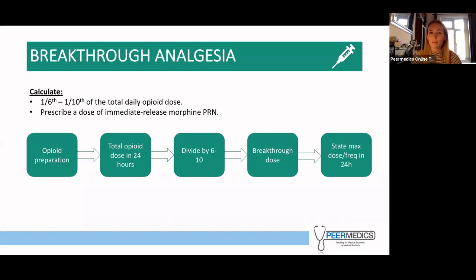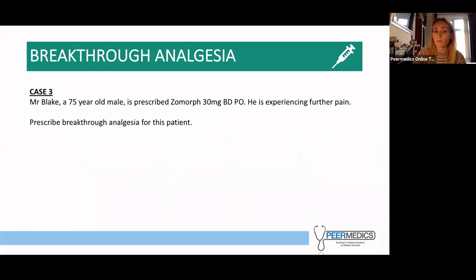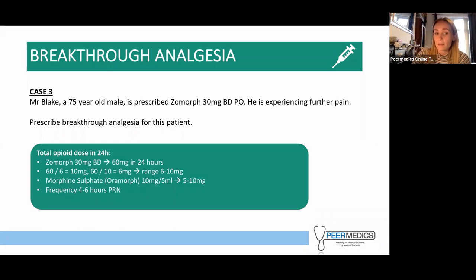So if you give a range, then it means that if they're just in a little bit of pain, then you can just give 5 milligrams. If they're in a lot of pain, then you can give a bit more. So coming back to our case then, as you said, he's got 60 milligrams in 24 hours. So dividing that by 6 and 10 gives us a range of 6 to 10 milligrams and made the maths nice and easy for everybody.